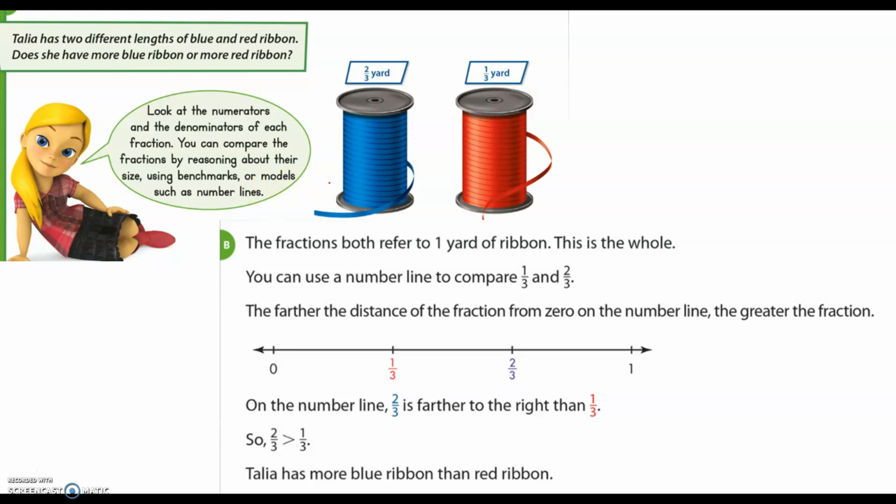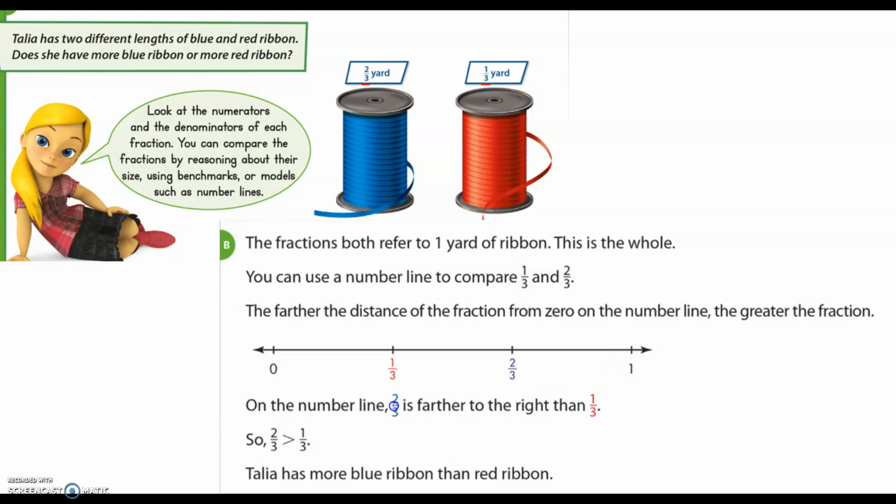So we can draw a number line and have it represent the pieces of ribbon. So we're comparing 1/3 and 2/3. The farther the distance the fraction is from 0 on the number line, the greater the fraction. So if you look, first of all, we're separating the number line into thirds because both ribbons are separated into thirds. So this number line is already separated into 1/3, 2/3, and 3/3, or 1 whole.